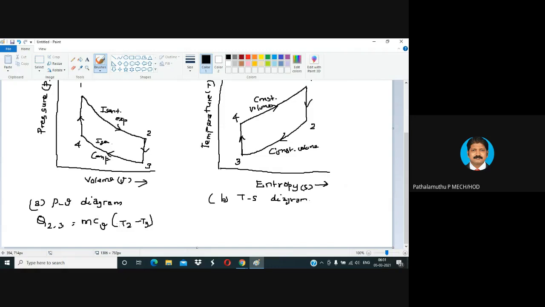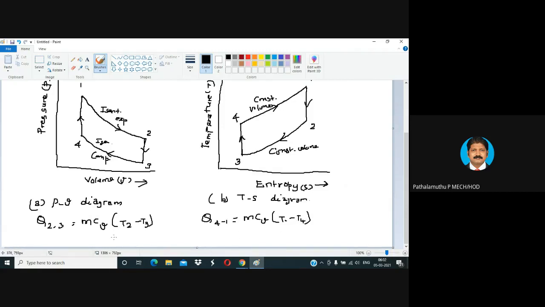Third stage, isentropic compression process. The air is compressed reversibly and adiabatically from temperature T3 to temperature T4, as shown in the curve 3 to 4 in figure A and B. In this process, no heat is absorbed or rejected by the air. Fourth stage is a constant volume heating. The air is now heated at constant volume from temperature T4 to temperature T1, as shown by the curve 4 to 1 in figure A and B. The heat absorbed by the air during this process, Q4 to 1 equal to mCV into T1 minus T4.